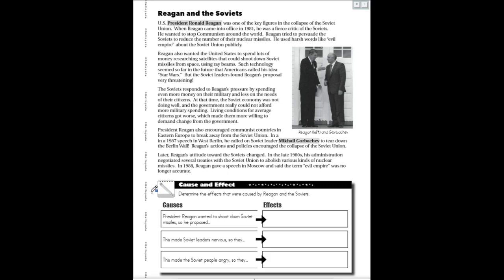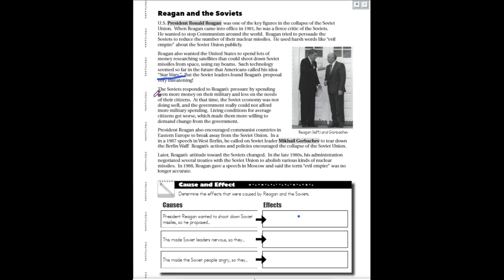On the very bottom, you should see a cause and effect chart. Determine the effects that were caused by Reagan and the Soviets. Cause number 1. President Reagan wanted to shoot down Soviet missiles, so he proposed the Star Wars project. So you would write that in this box. Number 2. This made Soviet leaders nervous, so we go up top.